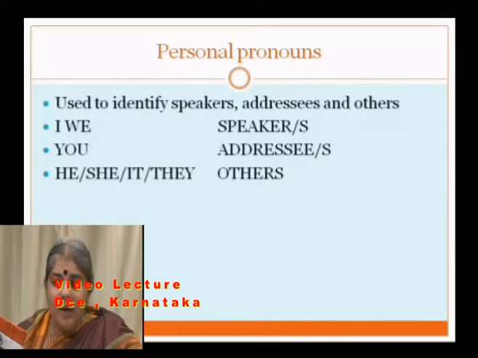Once again, number, depending upon the number. Then once again, it depends on what? The gender, depending upon the person, depending upon the number, depending upon the gender. I, we, you, he, she, it, they. Once again, all the personal pronouns depend on what? They depend on person, gender and number, especially the central pronouns.